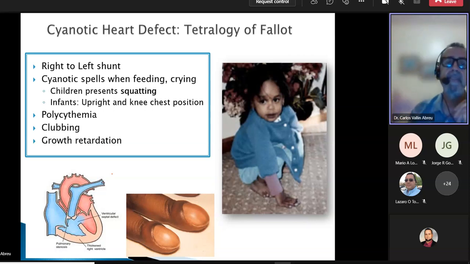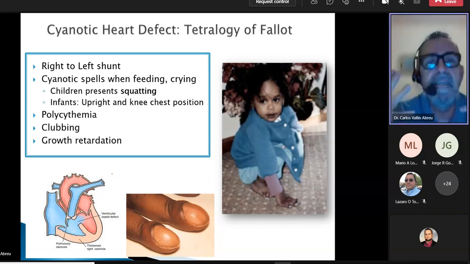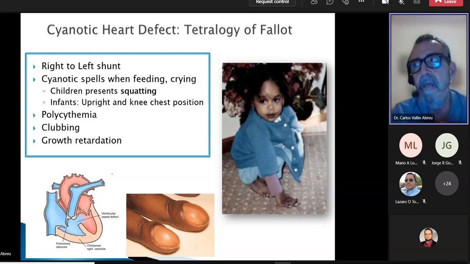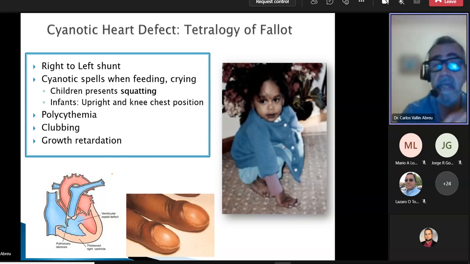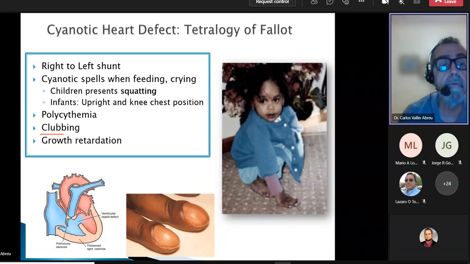How is the body going to compensate? Producing more red blood cells, more hemoglobin, trying to transport a little more oxygen to improve the oxygenation of the tissue. And the other manifestation that you see in all those conditions that produce chronic hypoxemia and cyanosis is the deformity observed in the tip of the fingers called clubbing. So this word, if you don't recognize the word, needs to be learned by you.